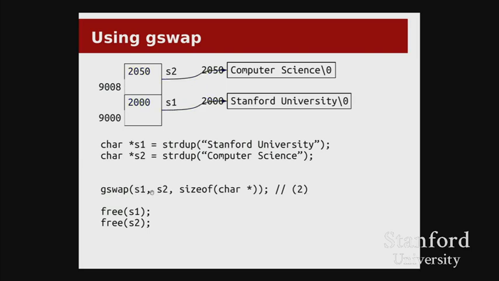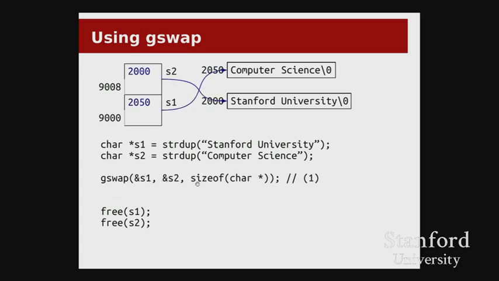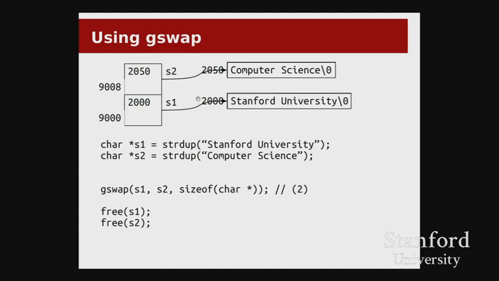Now here's the interesting question. The first one is correct. This line does, in fact, do the swap that I expect. But what about this one? What if I ask to swap s1 and s2 with sizeof(char*)? Now I'm passing the 2000 and the 2050. So I'll follow this pointer, and I'll follow this pointer, and I'll swap these two.